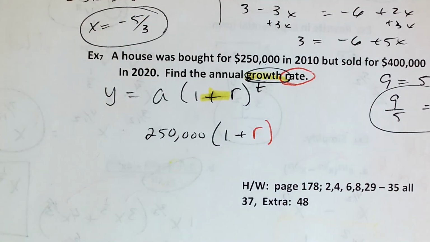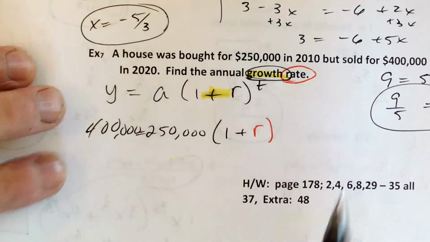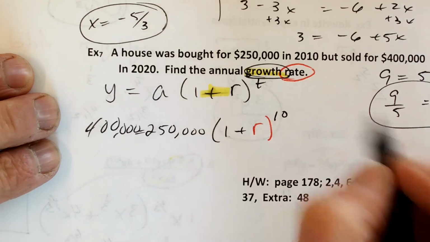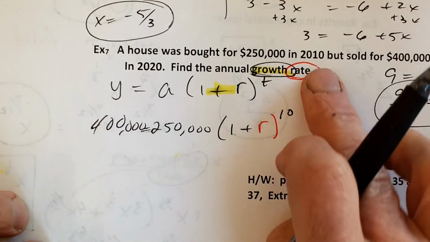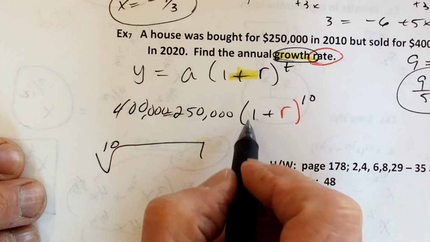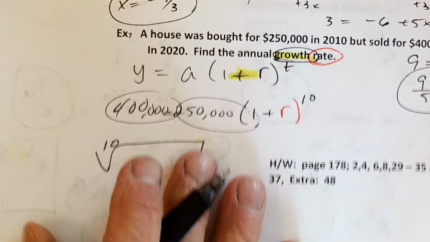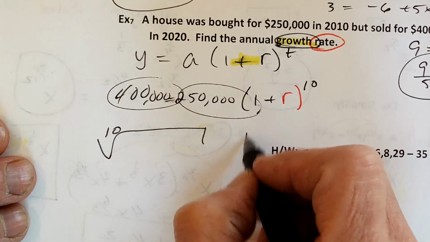Here's what you've got to do on this one before you go. Okay, 400,000. Eventually, is it 10 years? Yeah, so eventually you're going to have to take a 10th root of this divided by this, okay? You'll have to take a 10th root, and then you'll have the 1 plus r.